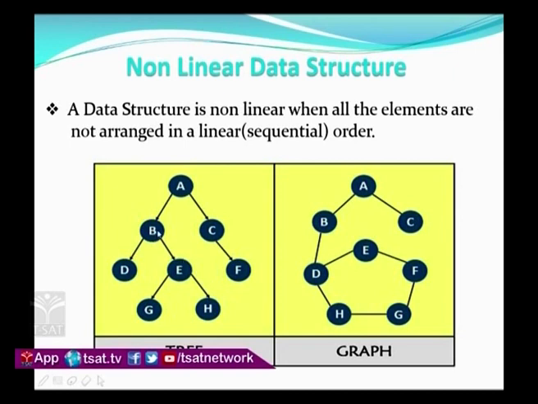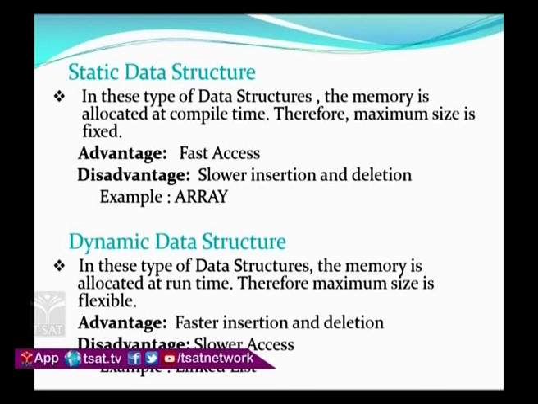Coming to the tree, suppose I take this B: it has one predecessor and two successors. Similarly, take E: here D and F are the successors. Sometimes a node looks like a predecessor for another one, and sometimes it looks like a successor for another one. So this is what the graph concept is about. Okay. Next.